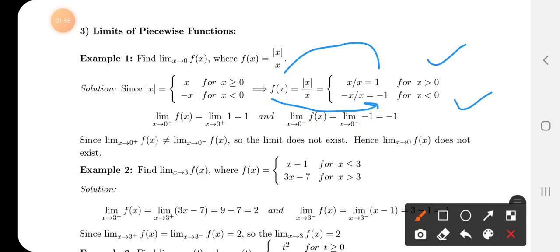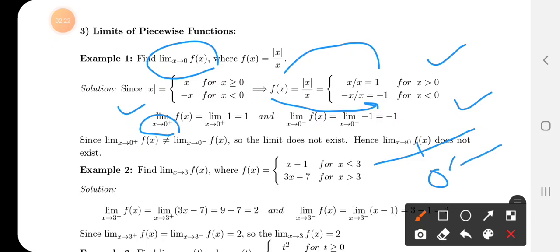And now what's the question? The question is to find the limit of this function when x approaches 0. We know that the limit of a function when x approaches 0 exists if the right hand side limit is equal to the left hand side limit. So first let's calculate the right hand side limit. For the right hand side, when you are approaching 0 from its right side, your x of course is greater than 0.